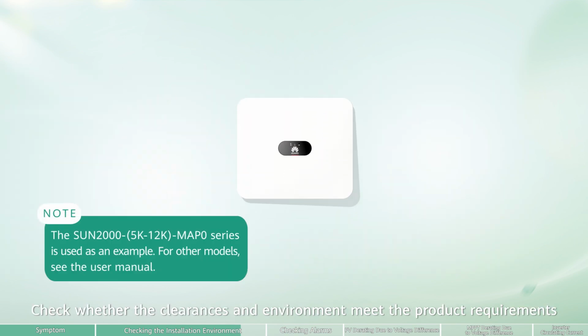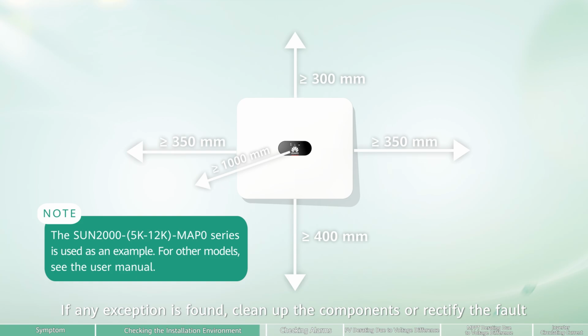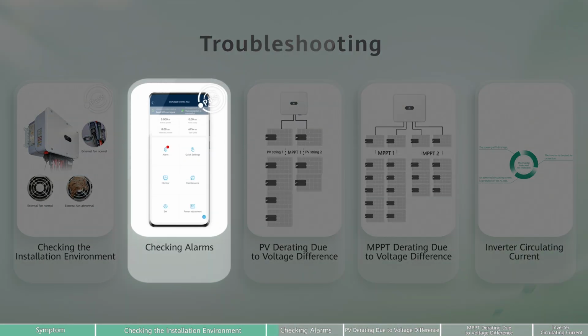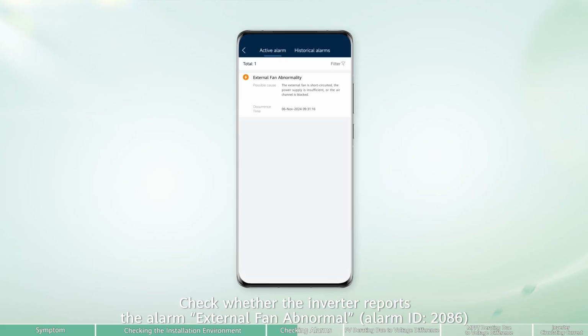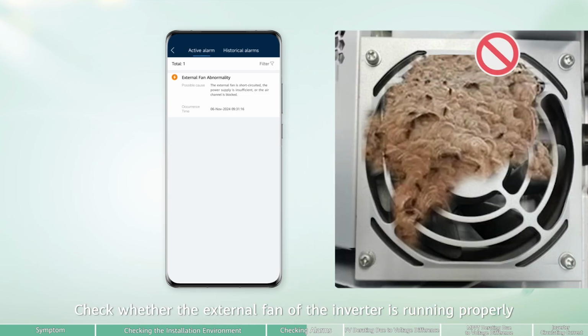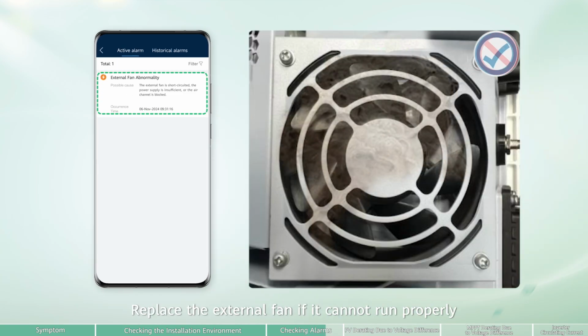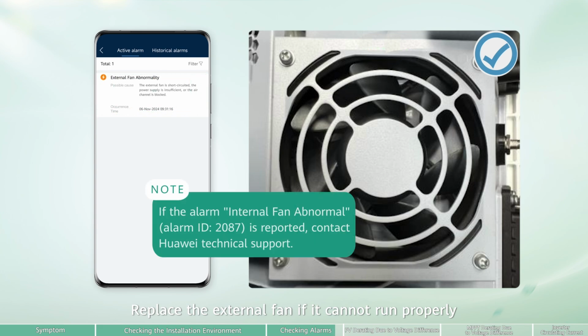Check whether the clearances and environment meet the product requirements. If any exception is found, clean up the components or rectify the fault. Check whether the inverter reports the alarm external fan abnormal. Check whether the external fan of the inverter is running properly. Replace the external fan if it cannot run properly.